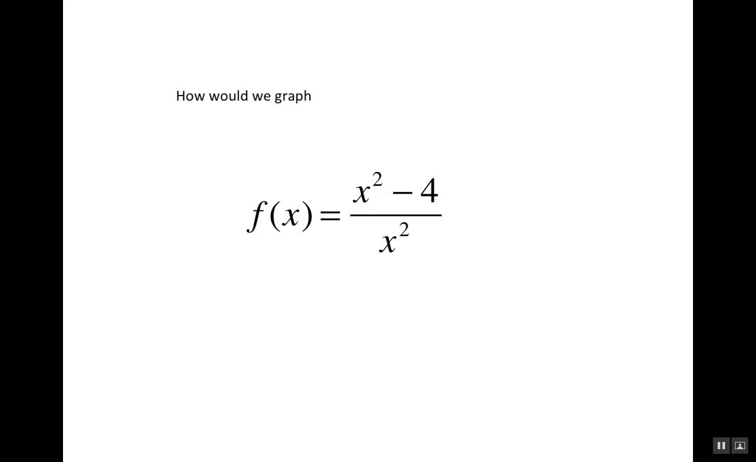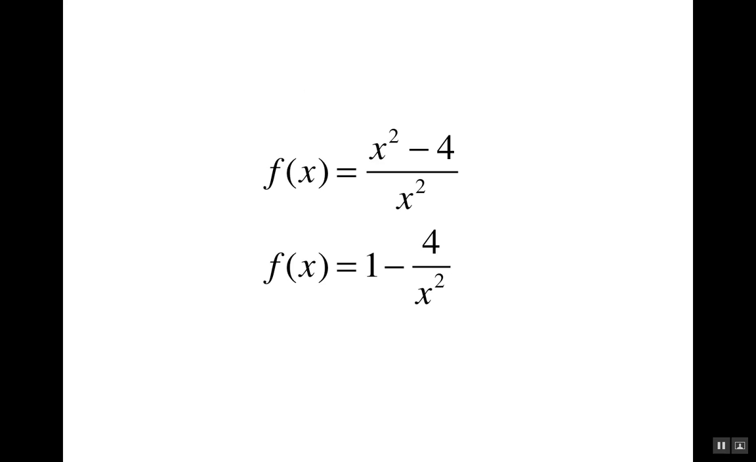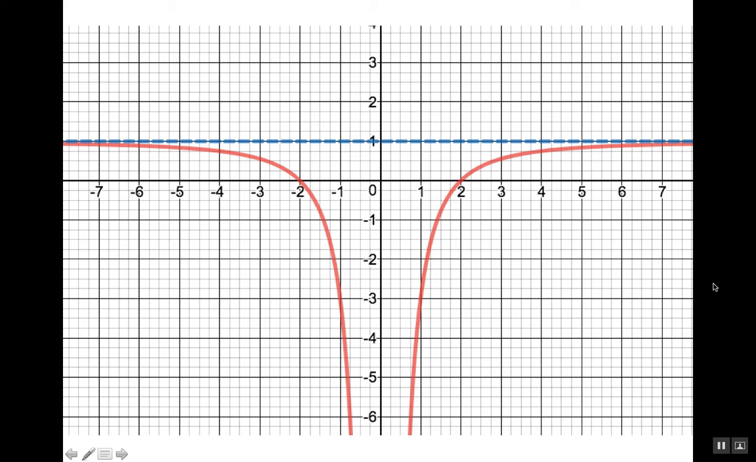How would we graph (x squared minus 4) over x squared? We would rewrite it by dividing x squared into both terms: 1 minus 4 over x squared. So we would reflect the 1 over x squared graph, stretch it, and then add 1, move it up 1 unit. Reflect it, add 1, move it up 1 unit.